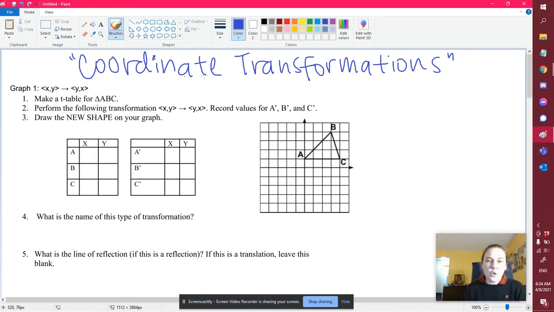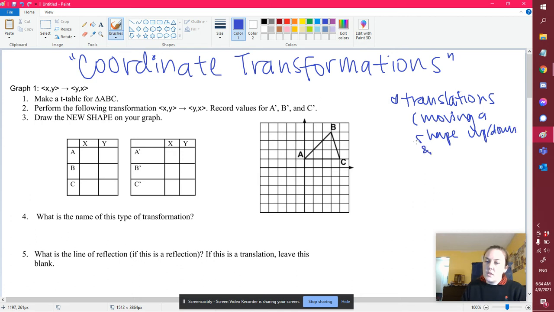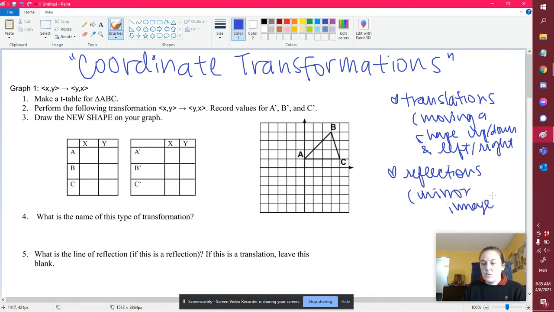All right, so coordinate transformations. At this point, we have talked about translations, which is just moving things around, moving a shape either up, down, and left or right, right? And then we've also talked about reflections, which is like the mirror image. Mirror image, right? The flip. I'll also write the word flip. Okay, so let's go through.